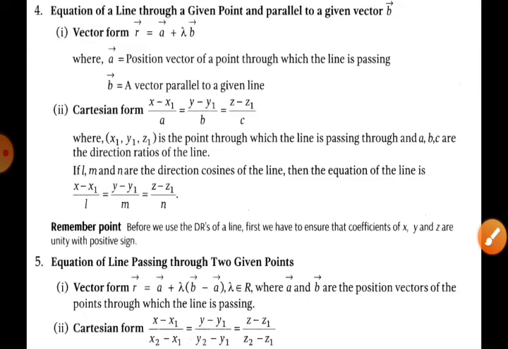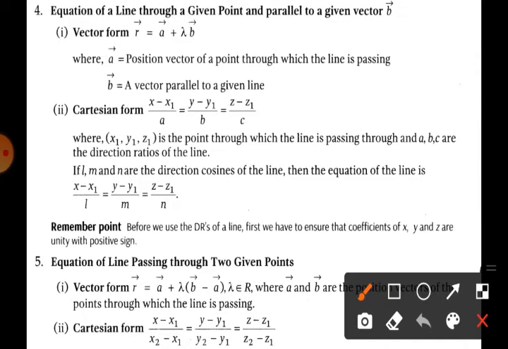Equation of a line passing through two given points: the vector form is r vector equal to a vector plus lambda of b vector minus a vector. The Cartesian form is (x minus x1) by (x2 minus x1) is equal to (y minus y1) by (y2 minus y1) is equal to (z minus z1) by (z2 minus z1).